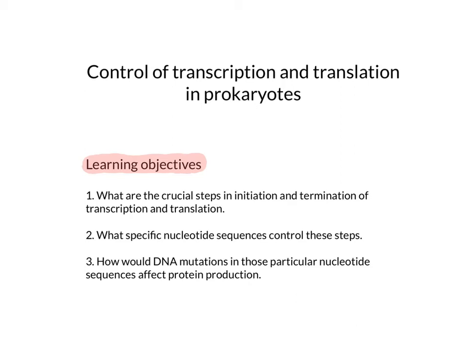In this video, I want to take you through some of the ways that bacteria, prokaryotes, control transcription and translation. Specifically, I'll cover the crucial steps of initiation and termination of transcription and translation, which are the key regulatory steps that control protein production. We'll also look in detail at the specific nucleotide sequences that control these steps, hopefully so that we can identify them in nucleotide sequence.